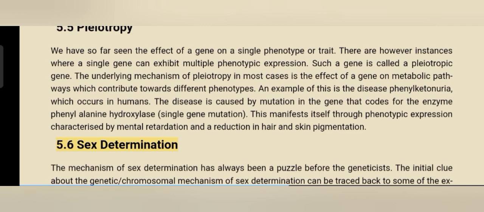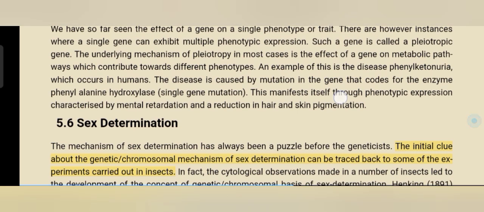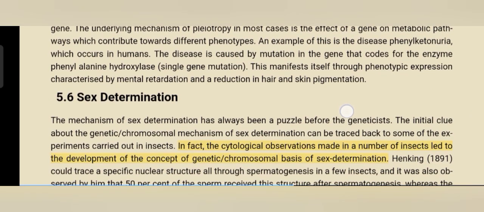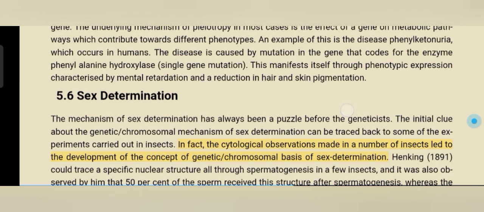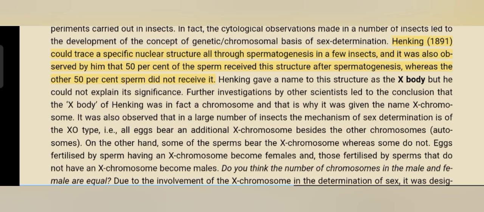5.6 Sex determination. The mechanism of sex determination has always been a puzzle before the geneticists. The initial clue about the genetic chromosomal mechanism of sex determination can be traced back to some of the experiments carried out in insects. In fact, the cytological observations made in a number of insects led to the development of the concept of genetic chromosomal basis of sex determination. Henking, 1891, could trace a specific nuclear structure all through spermatogenesis in a few insects, and it was also observed by him that 50% of the sperm received this structure after spermatogenesis, whereas the other 50% sperm did not receive it. Henking gave a name to this structure as the X-body, but he could not explain its significance.